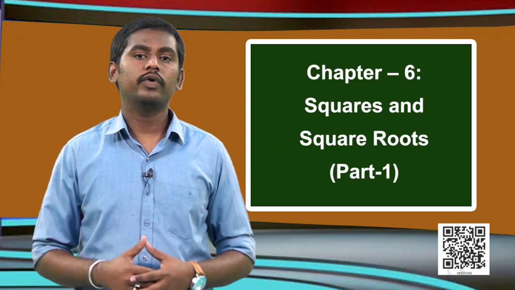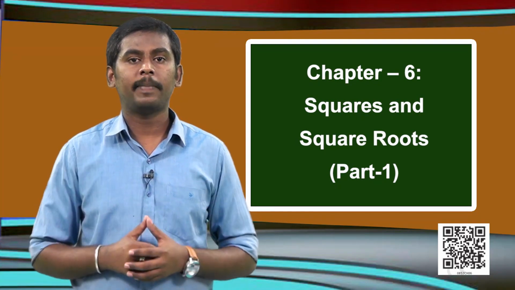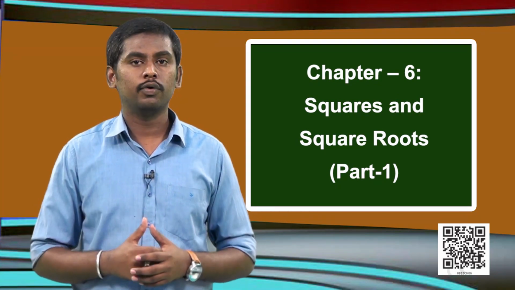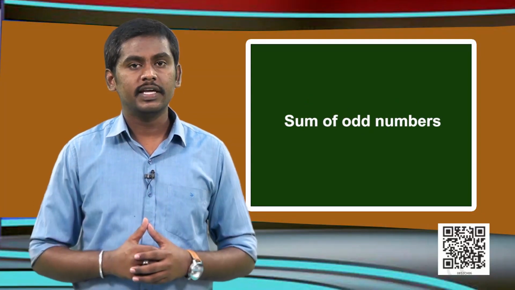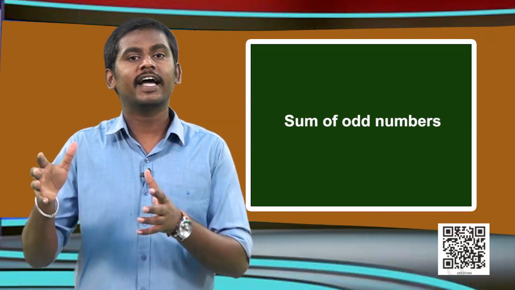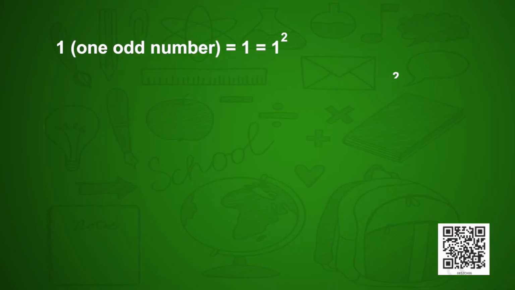Students, by now we have seen two patterns. Now, we are going to see a very important pattern which will be very helpful even in our higher classes. Let us try to see the sum of the first odd natural numbers. Have a look at that. Students, we know that the first odd natural number is 1. So, we can write 1 as 1 square.